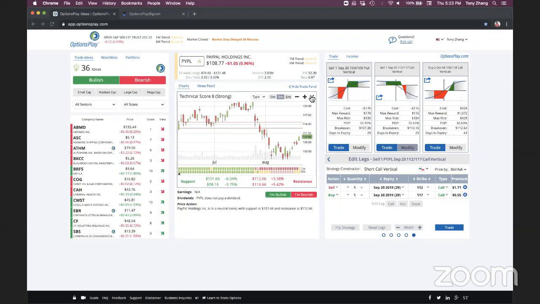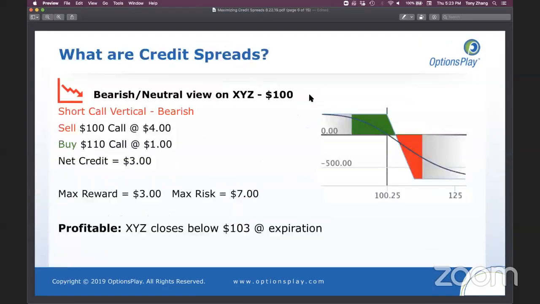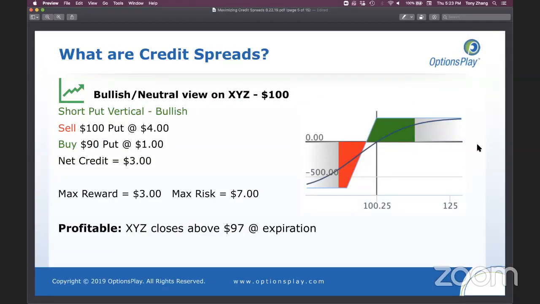How is that calculated? Okay, I think I understand your question here. The question is, how did I calculate that the max reward is $3 and the max risk is $7? So the max reward of $3 is very simple. It's simply the credit that I receive on the trade.